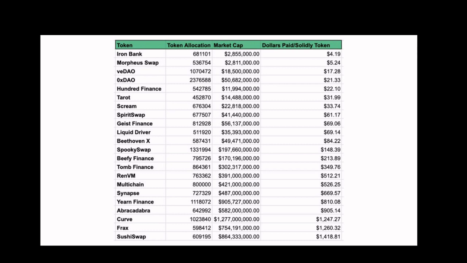So next on the list is Morpheus Swap, but if I would invest in any, I would invest in Spooky. VDAO and 0xDAO are the same, and they're just here for the veNFT distribution. 100 Finance doesn't have as much TVL as other lending protocols such as Geist and Scream. And I like Tarot very, very much, but I think Scream is the biggest opportunistic buy out here.